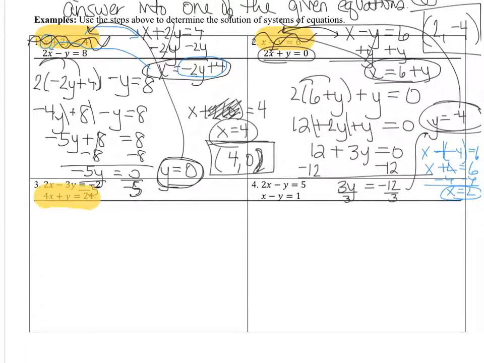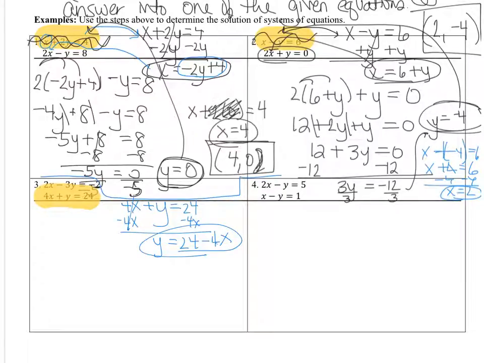I'm going to take that equation and solve for y. I'm going to write in blue so you can see the difference between example 1 and example 3, because I can't erase it. So I have 4x plus y equals 24. What variable am I solving for? Y. How do I get y alone? Subtract 4x on both sides. So I have y equals 24 minus 4x.